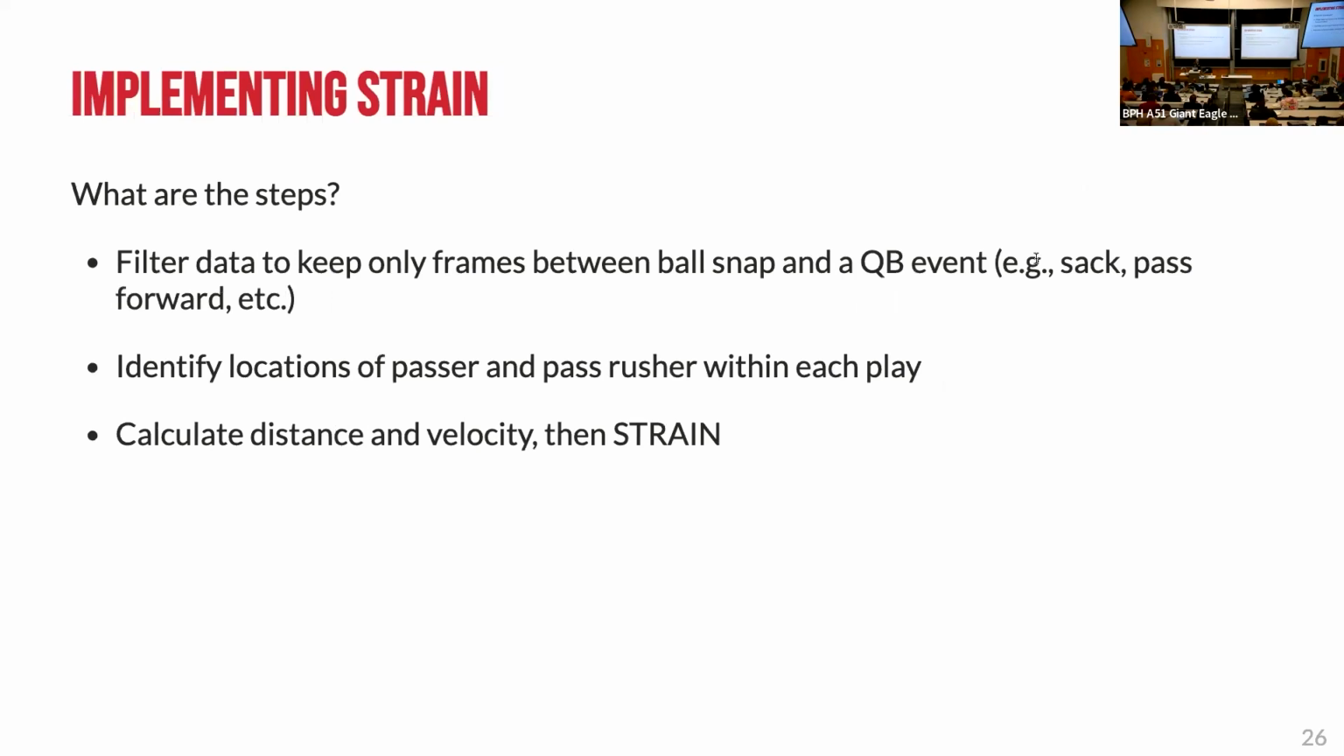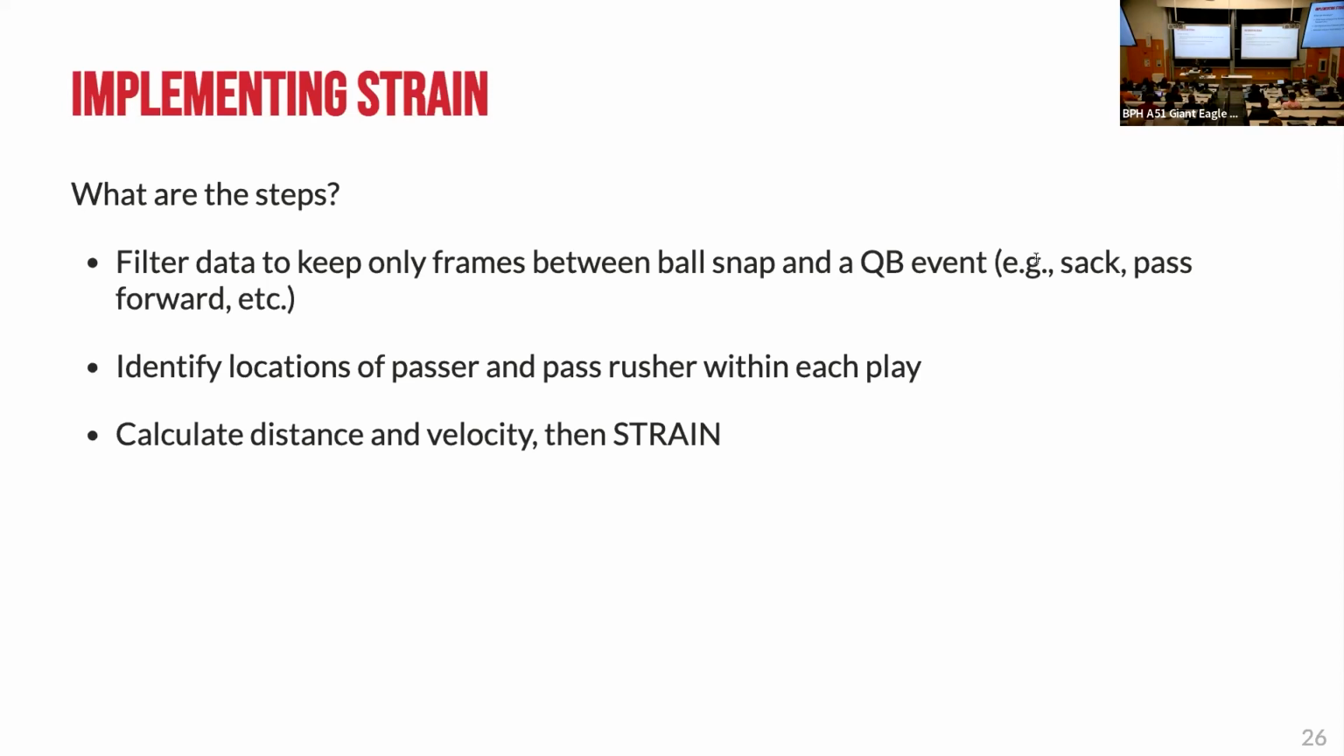Okay, so now that's the background of our metric. I want to show you how to actually implement it using the tracking data. So what are my steps here? First, having just all the raw data for now with a little bit of pre-processing that I mentioned earlier, I want to filter the data to keep only the frames between the ball snap and a QB event. That QB event could be a sack, a pass forward, a fumble, etc. We don't care about what happened before the ball snap or after the quarterback gets sacked or the pass goes forward.